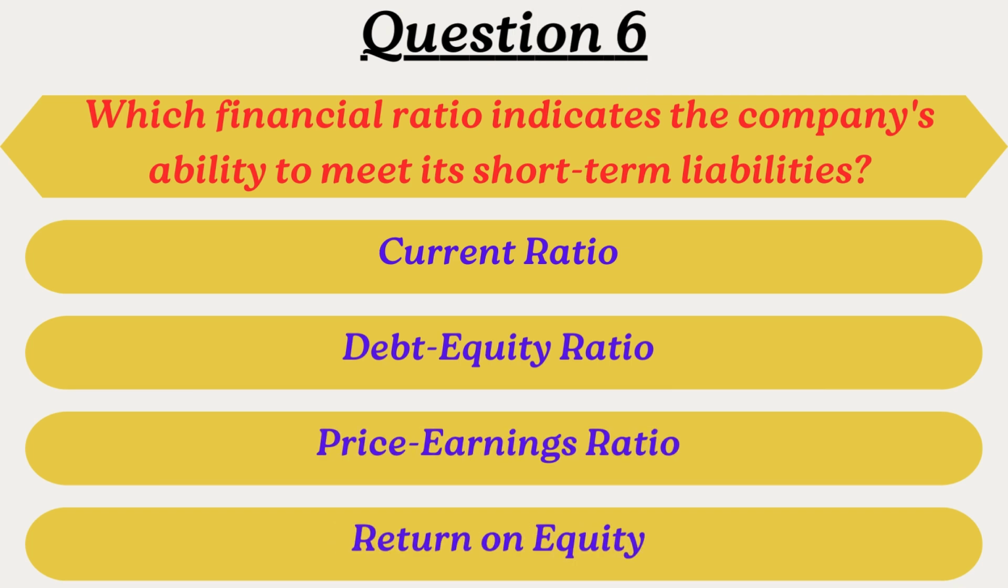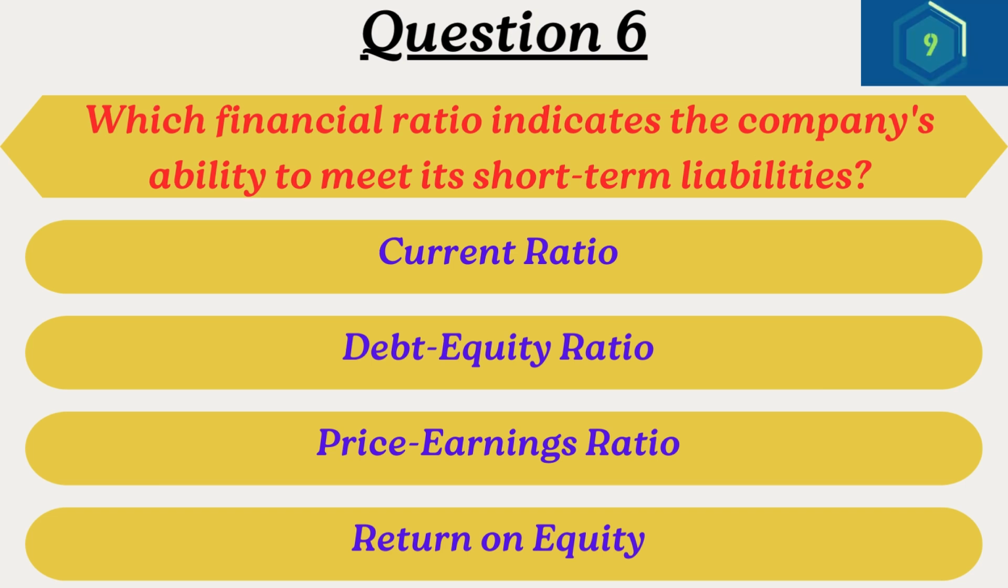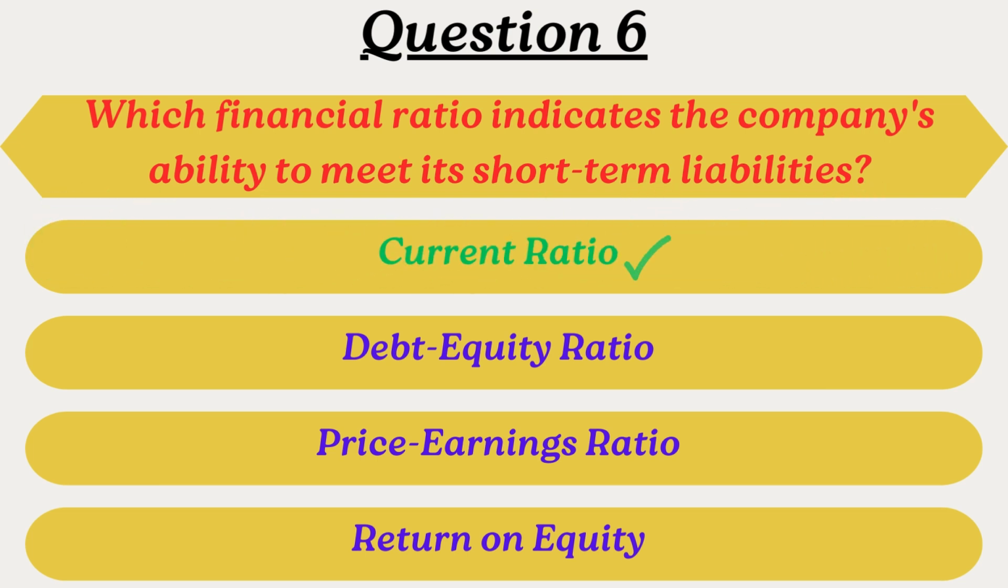Question number 6. Which financial ratio indicates the company's ability to meet its short-term liabilities? Options are current ratio, debt to equity ratio, price earnings ratio, return on equity. Please comment your answer now. The answer is option A, current ratio.